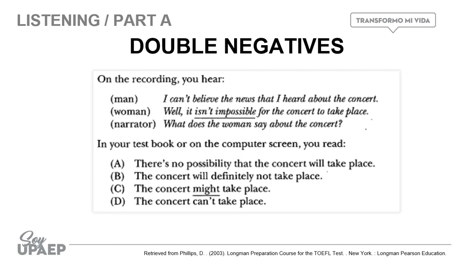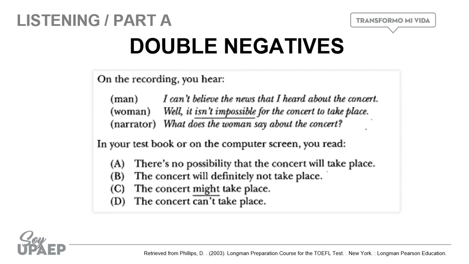implies a positive situation. So if something isn't impossible, it means that it is possible. Okay? So look at the four options that we have below. Letter A, there's no possibility that the concert will take place. B, the concert will definitely not take place. C, the concert might take place. And D, the concert can take place. So, if it is possible for the concert to take place, it means that the correct answer for the question, what does the woman say about the concert, is letter C. The concert might take place.